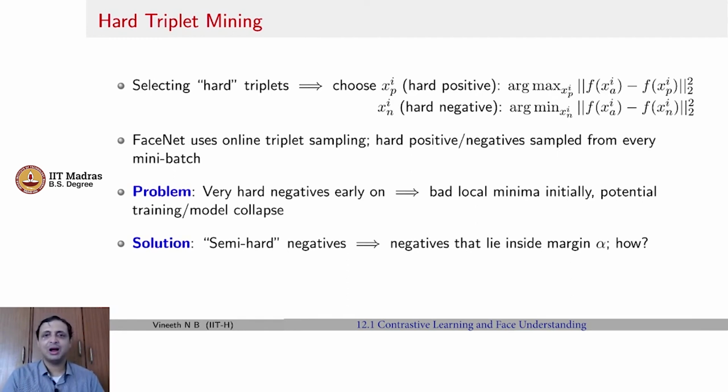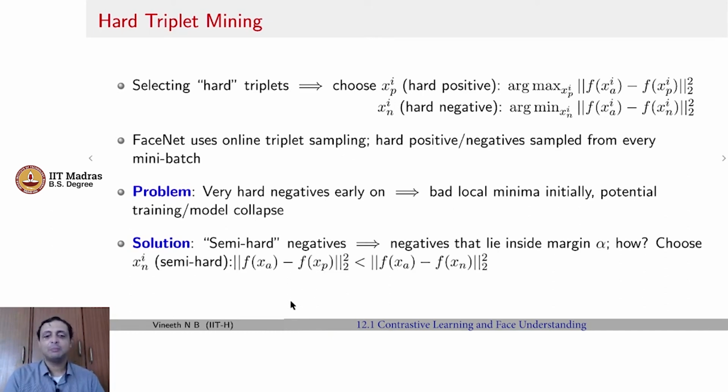How do you choose semi-hard negatives? We ideally want to choose negatives that lie inside the margin. Between, alpha was the margin. So we want to choose those kinds of samples to start with. It may not necessarily be the minimum distance, but we want to choose a negative sample that is inside the margin. How do you choose such a semi-hard example? You can pick f of xa minus f of xp square is less than f of xa minus f of xn. You ignore the alpha that we had, and this way you may end up choosing samples that are lying inside the margin while you train initially.